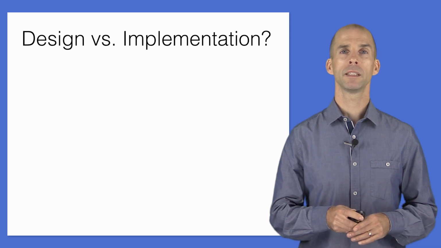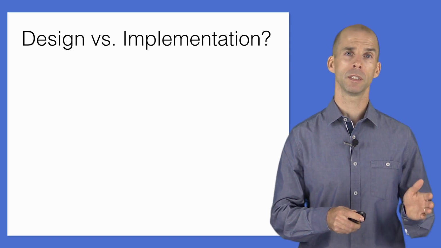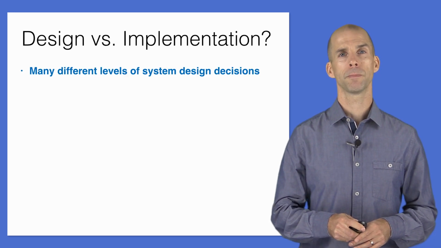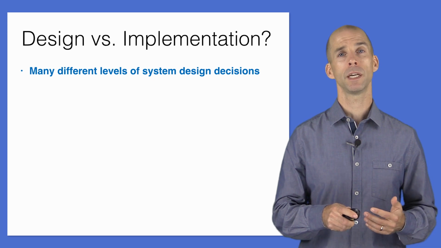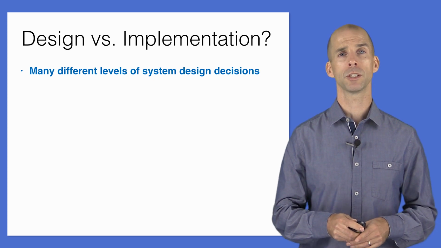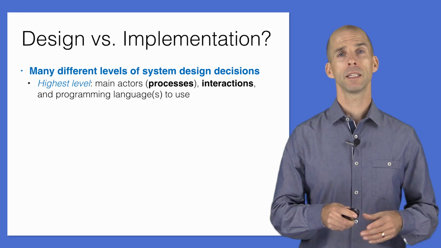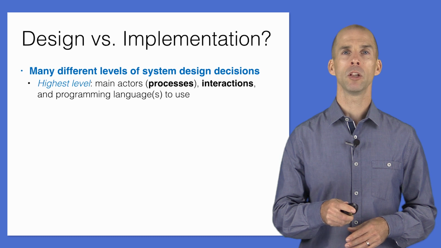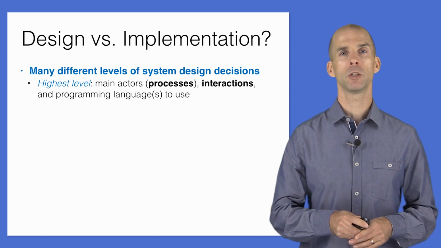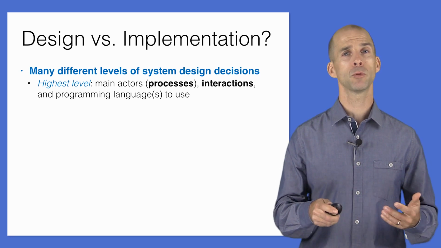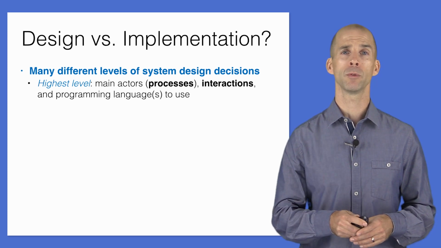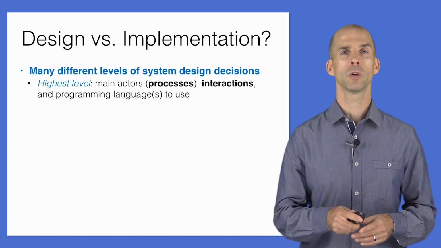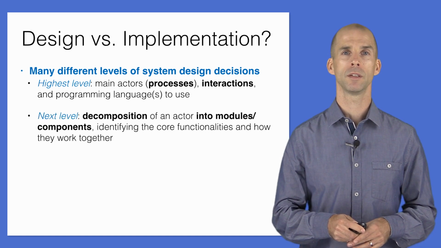What I've just said may make it seem like there is a crisp distinction between the design and implementation of a piece of software, but that's not entirely true. Rather, design and implementation occur at many different levels of abstraction. For example, at the highest level, we are concerned about a system's main actors. These might be elements like a web server, a database management system, and a client's browser, each running in its own process and communicating with one another. The choice of programming language to use or framework is also a fairly high-level design decision.